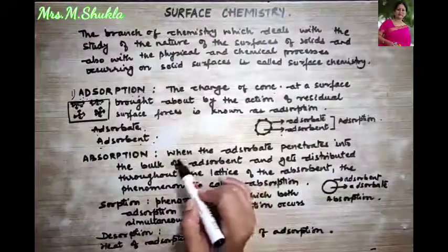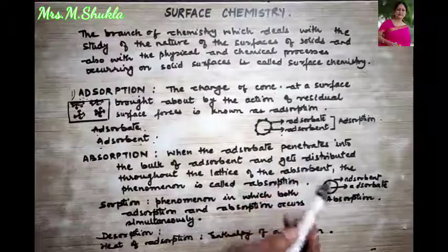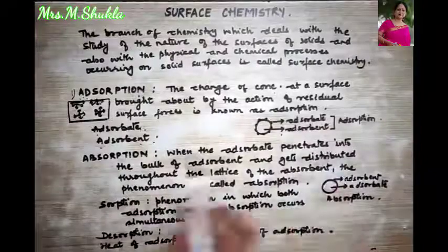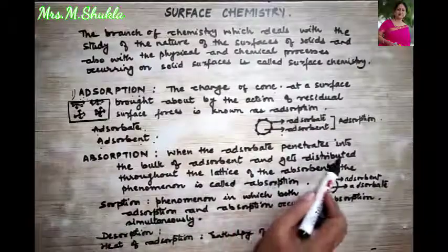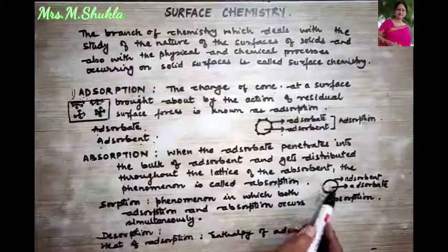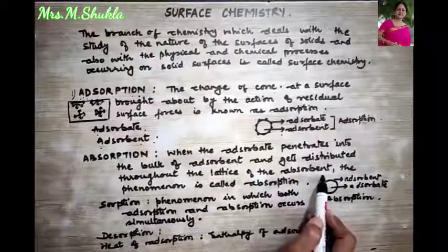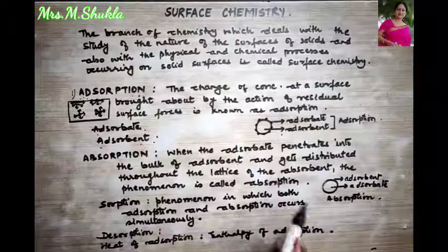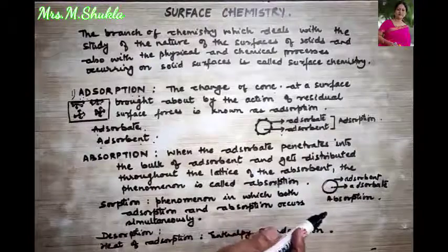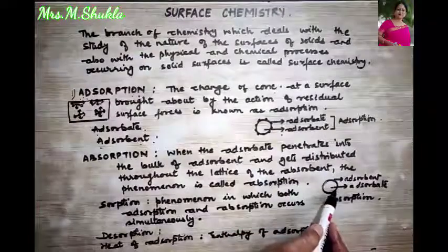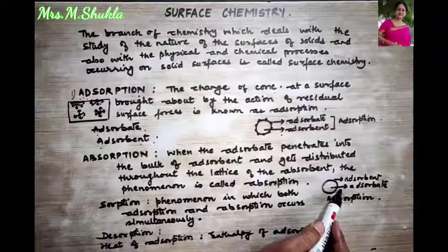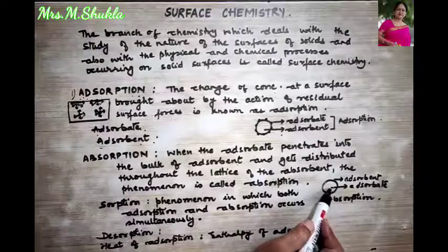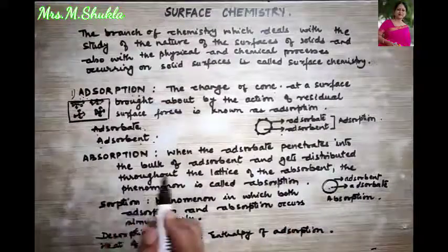So I have written over here that when the absorbate penetrates inside the absorbent, into the bulk of the absorbent, and it gets distributed throughout the lattice of the absorbent, then the phenomenon will be termed as absorption. So when the absorbent is brought with the absorbate, what will happen? The absorbate molecules will penetrate into the bulk of the absorbent, right? And this phenomenon will then be termed as absorption, right?